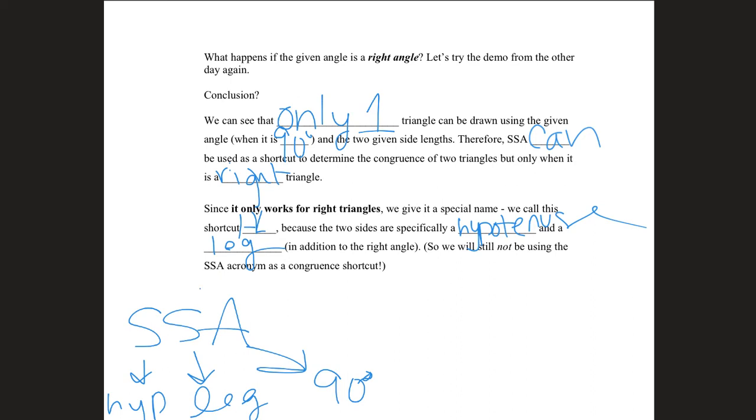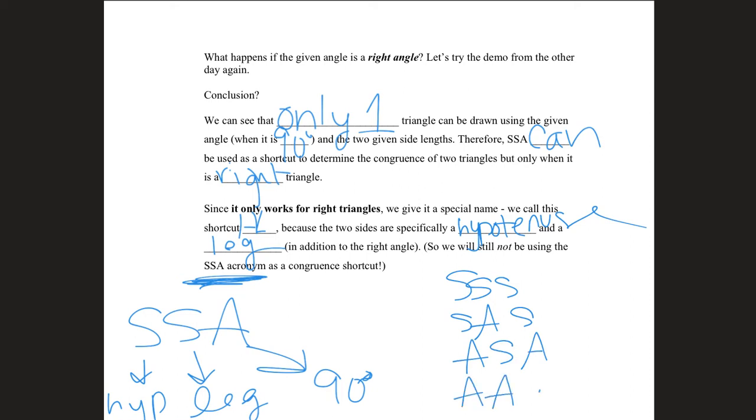So we're still not using the SSA acronym. SSA still doesn't work. It only works when it's specifically a right triangle. So now we're going to call it HL. So when you make your list of shortcuts that work, we now have SSS, SAS, ASA, AAS, and HL. So there's actually 5 shortcuts now.